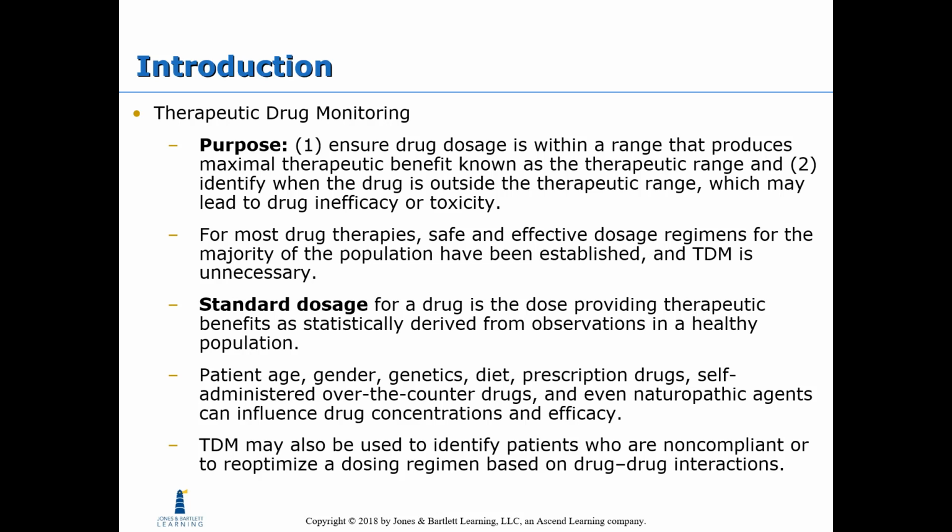For most drug therapies, safe and effective dosage regimens for the majority of the population have been established, and TDM is unnecessary. The standard dosage for a drug is the dose providing therapeutic benefits as statistically derived from observations in a healthy population. Patient age, gender, genetics, diet, prescription drugs, self-administered over-the-counter drugs, and even naturopathic agents can influence drug concentrations and efficacy. TDM may also be used to identify patients who are non-compliant or reoptimize a dosing regimen based on drug-to-drug interactions.